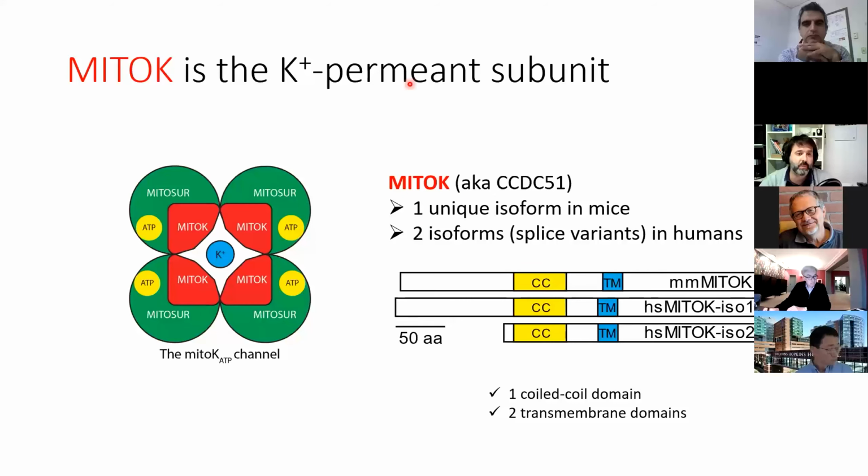So this channel is composed of two different subunits, thus somewhat resembling the plasma membrane one. The core subunit, the potassium permeant subunit, is called MITOK. The original name of the gene is CCDC51. If you look in mice, you have one unique isoform, while in humans we have two different isoforms. There are two splice variants. We still have to understand the specific role of each of these isoforms.